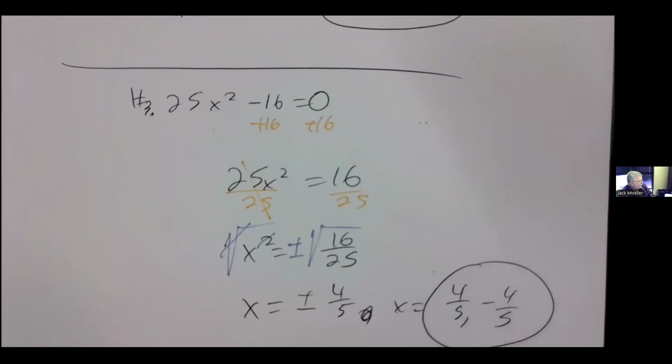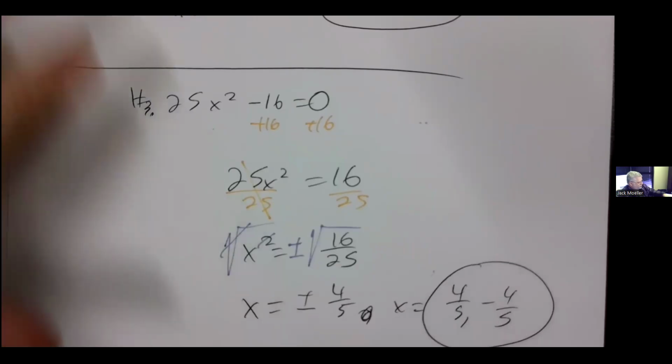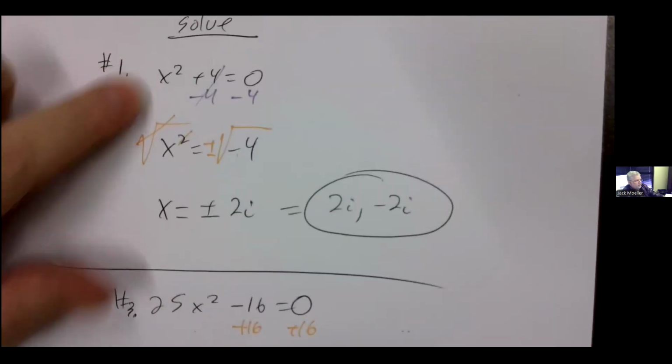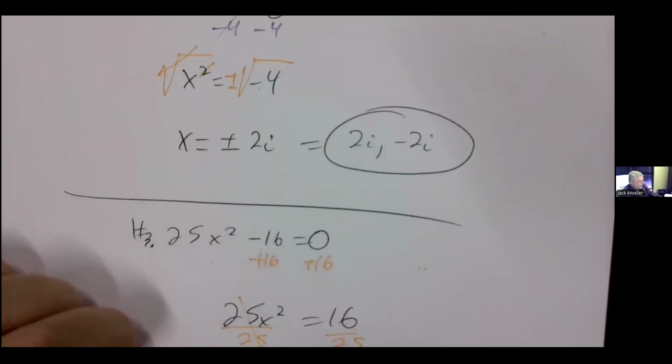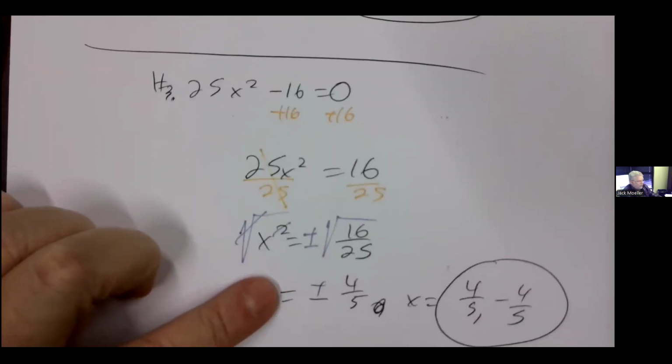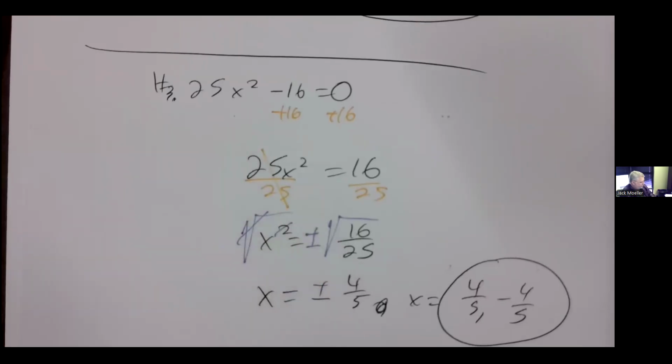All right, so basic square root property problems are pretty straightforward, because you're basically just isolating your x squared term. Once you do that, you take the square root of both sides. Don't forget your plus or minus. And then you have a radical to simplify.